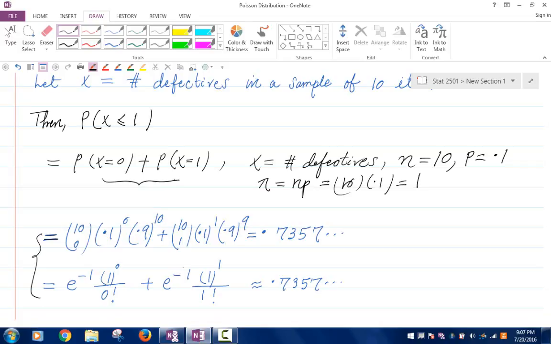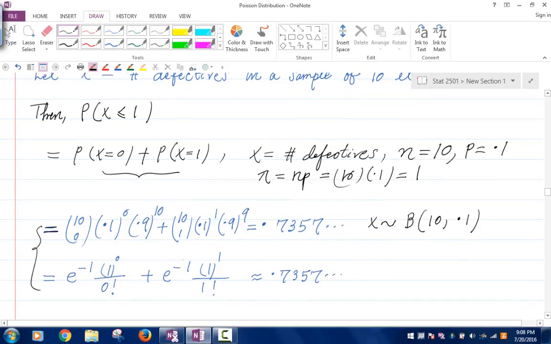So the exact probabilities will be the following. The probability that X is 0 is 10 choose 0, 0.1 to the 0, 0.9 to the 10. The probability that X is 1 is 10 choose 1, 0.1 to the 1, 0.9 to the 9. Here we are using the fact that X is binomial with parameters 10 and 0.1, so we are using the PMF of the binomial distribution. And what we get is 0.7357.